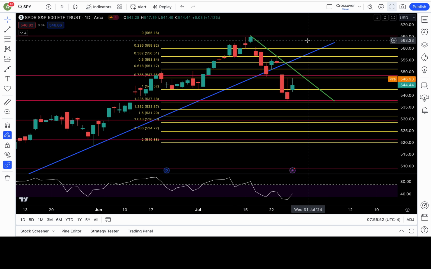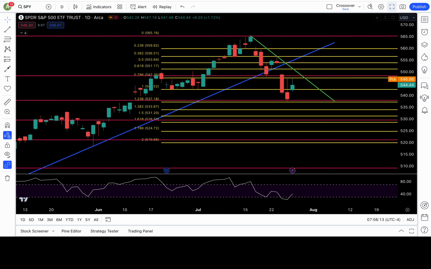To be bearish, we've got to break down 545.5, 544 and 542.5. That would put 540 and 538 in play. Below 538, lower lows are incoming. All right, guys, we on the same page here?